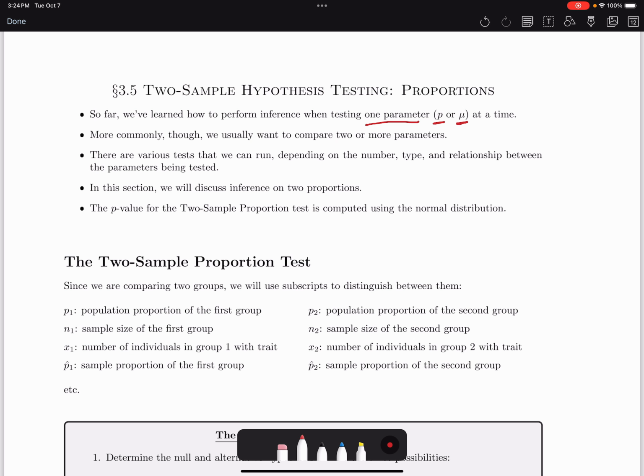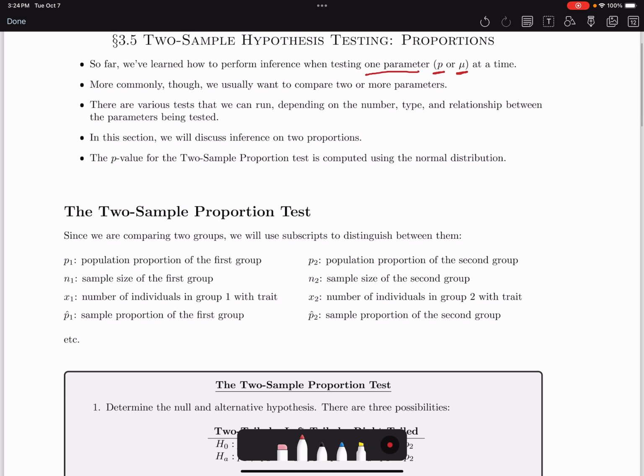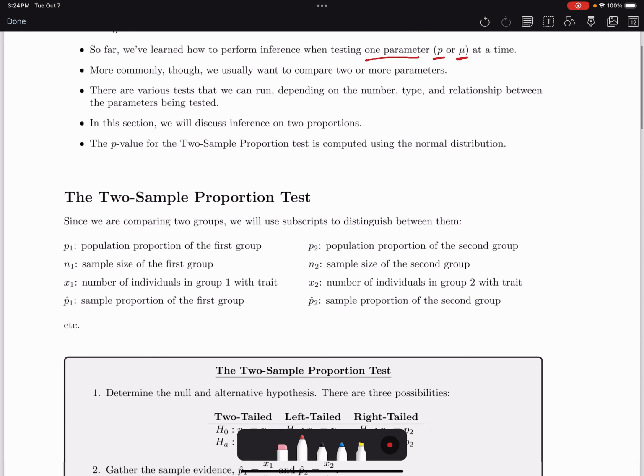So let's get into it. There are lots of tests that we could run depending on the number, type, and relationship between the parameters that are being tested. In this section, we're just going to talk about inference on two proportions, so we're going to introduce the two-sample proportion test. Now, the steps for the hypothesis testing here are the same as they were for one-sample hypothesis testing. Really, the only thing that's different is how we get the p-value. And so without further ado, here it is.